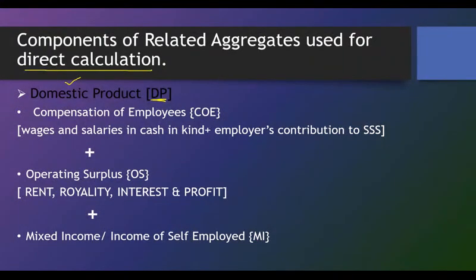The first component of DP is compensation of employees, or in short, COE is the popular term. When we say compensation of employees, what all things are added to it? The first part is the remuneration the employees are getting, in terms of wages or salaries. That can be in cash or it can be in kind as well. So the compensation of employees includes wages and salaries, in cash or in kind.